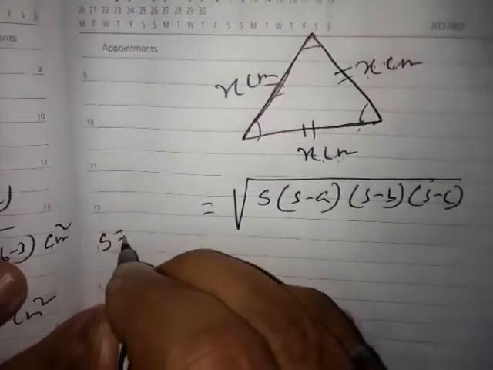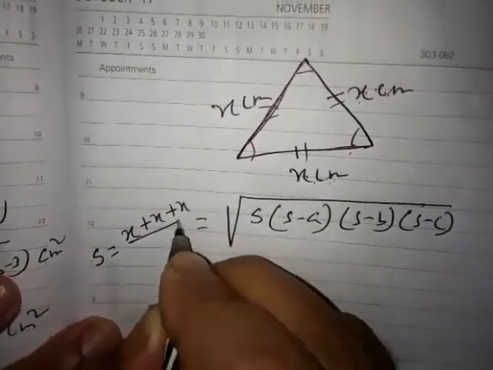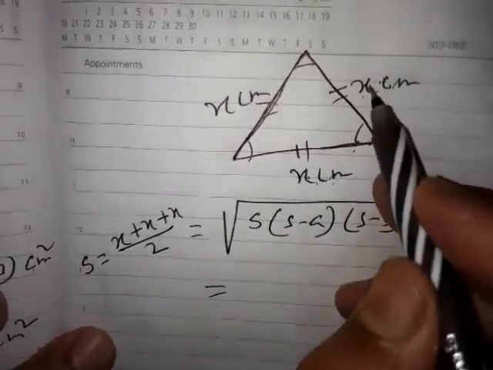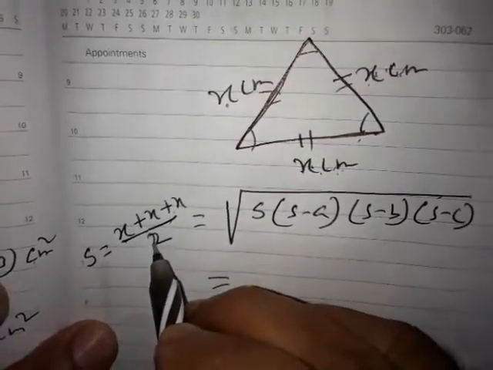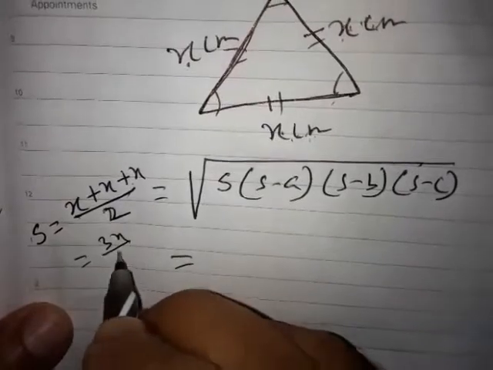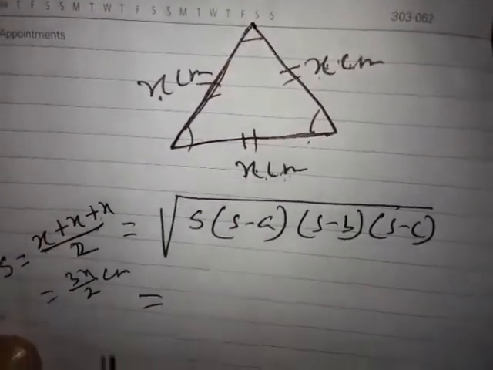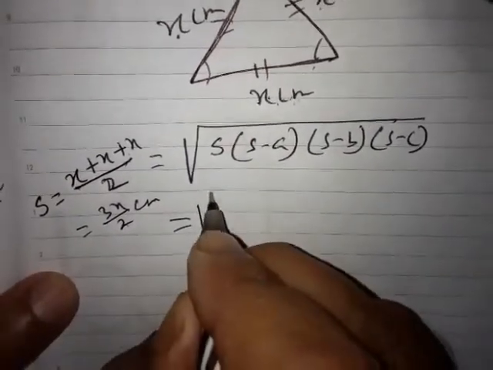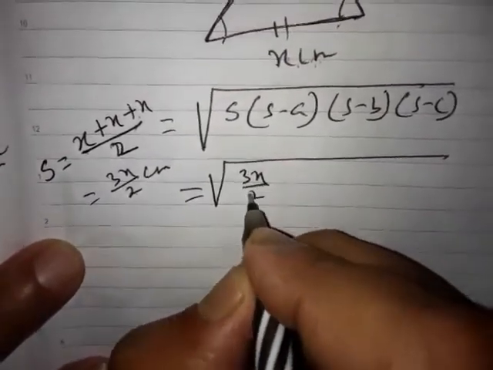S equals x plus x plus x by 2. Why? What is perimeter? Sum of all the sides. First side is x, second side is x, third side is x. Add them up, divided by 2. That will be S. What will come here? 3x by 2 centimeter is the value of S. So in place of S, I am going to put 3x by 2. I hope it is clear to you.